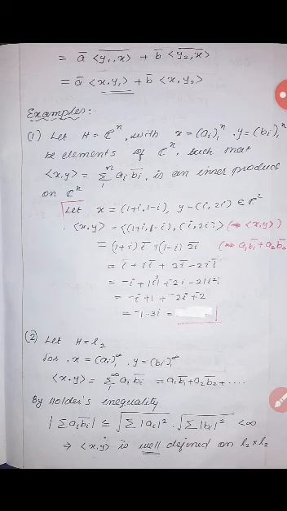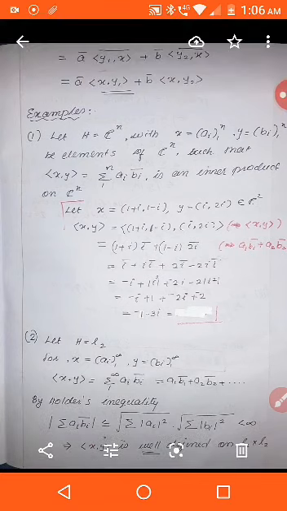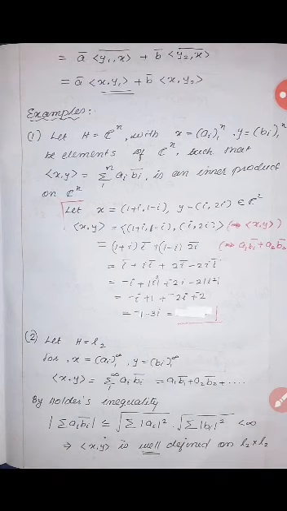Now these are some examples of inner product spaces. First one is H equal to C^n, where C is the set of all complex values. We take two elements from C^n, x and y, of the form x equals a1, a2, and so on up to an, and y equals b1, b2, and so on up to bn. If we define inner product of x comma y as the sum from 1 to n of ai times bi conjugate, it will be an inner product.